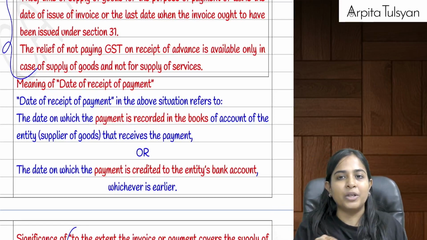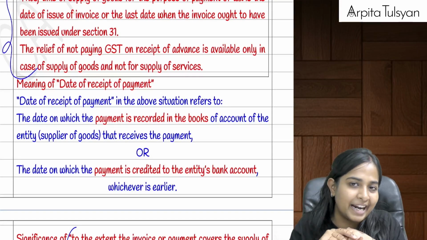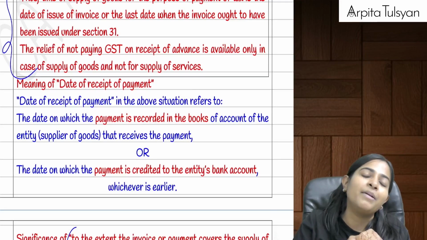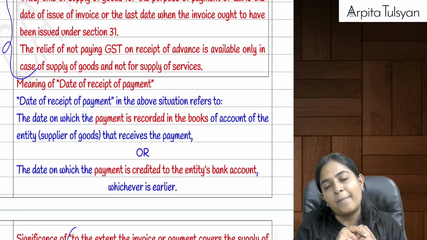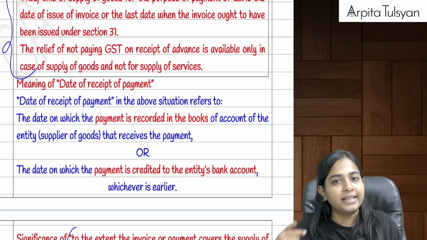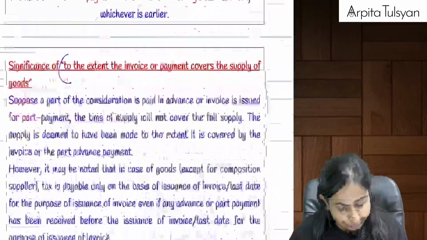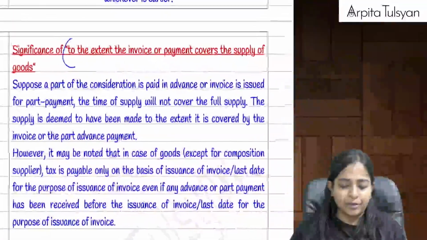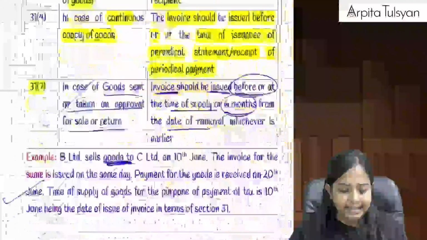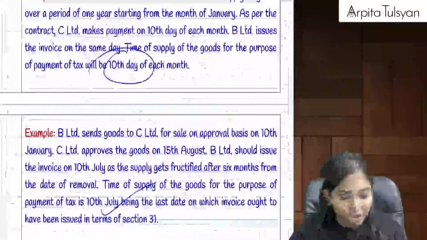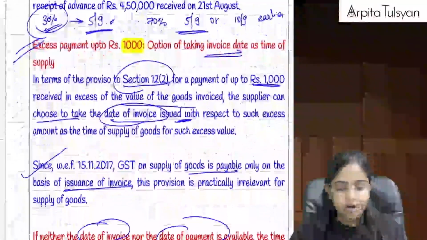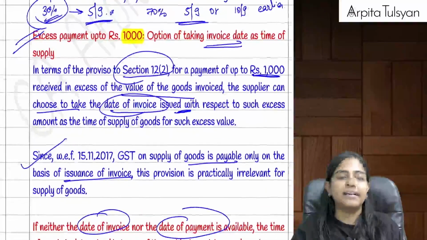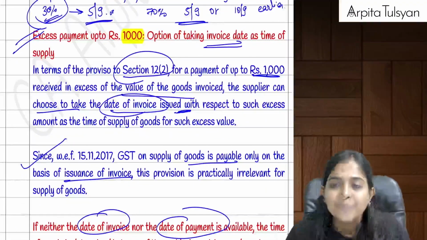Okay, out of these two events, either when I am recording that particular entry in my books of accounts, or when my bank is crediting that amount to my bank account, whichever is earlier. Okay, think from the supplier point of view here. Then after that, the next thing, examples are already given in your book. You can simply refer to it. We have considered everything in our main batch also.